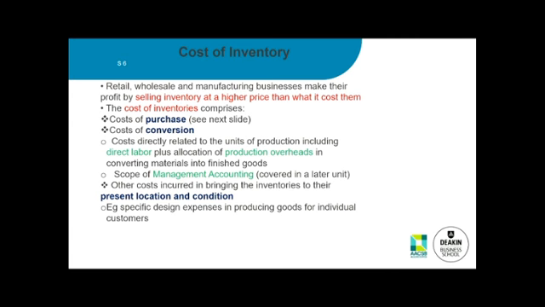So specific design expenses in producing goods for individual customers, but that does not include admin, storage, and selling costs, right? And the reason it does not include those costs is that it's very difficult to link them to your product, right? How much of those costs exactly is allocated to one item of the product that you resell or manufacture, right? So it's very important that we know what costs exactly drive the production, right?